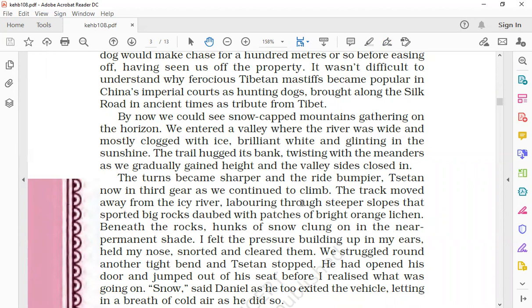The track moved away from the icy river, laboring through the steeper slopes that sported big rocks daubed with patches of bright orange lichen. Beneath the rock, hunks of snow clung on in the near permanent shade. I felt the pressure building up in my ears, held my nose, snorted and cleared them. We struggled round another tight bend and then Seaton stopped.